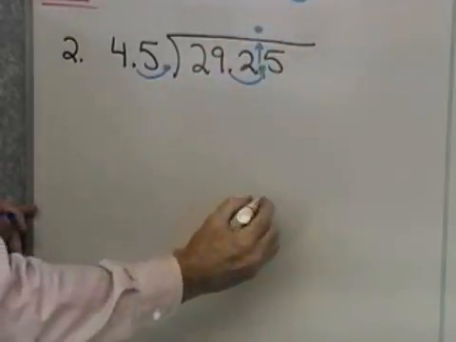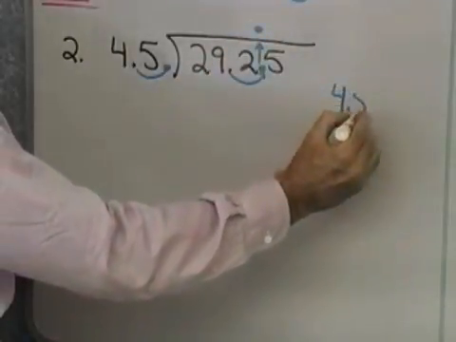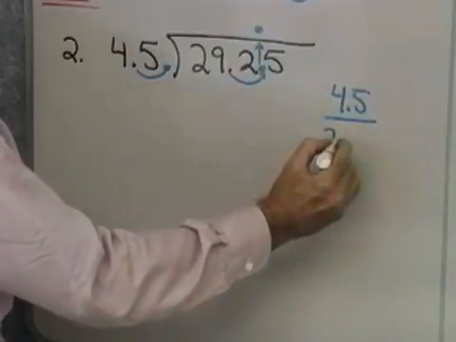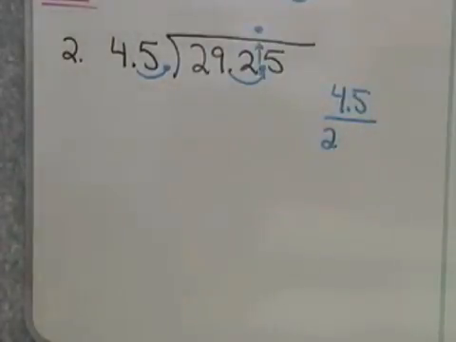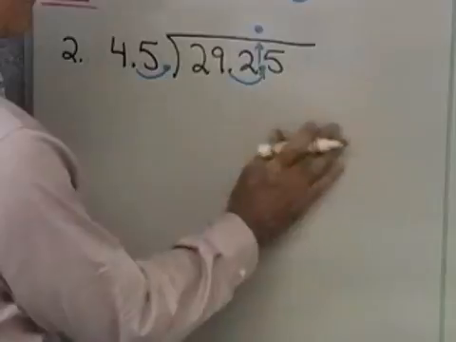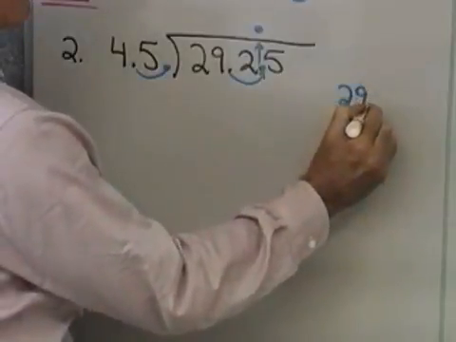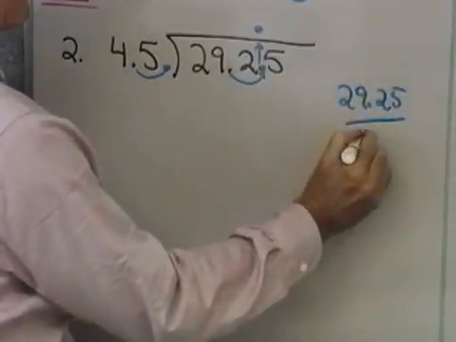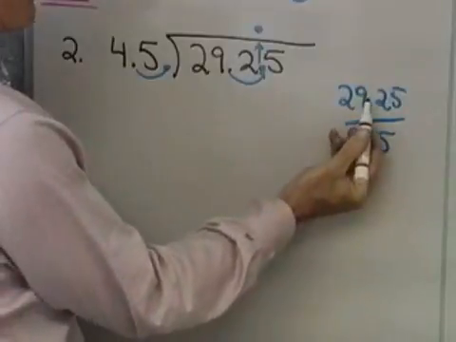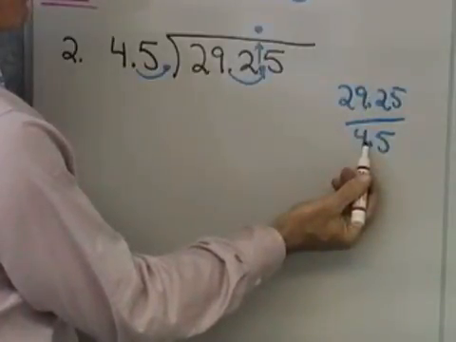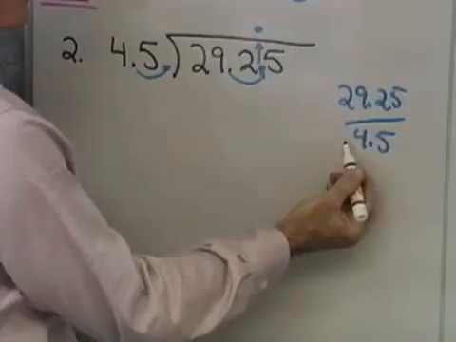So what I've actually done is this. I have 29.25 divided by 4.5. Now I can multiply the numerator and denominator of any fraction by any number I want, and I know it won't change the value of it.